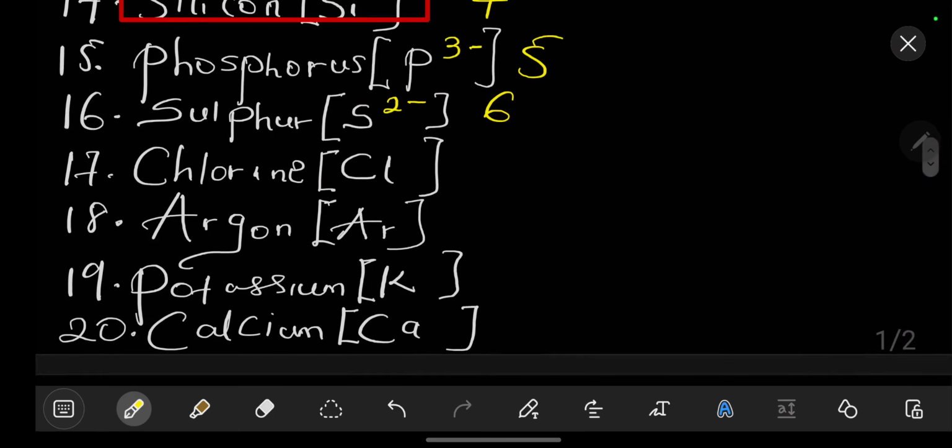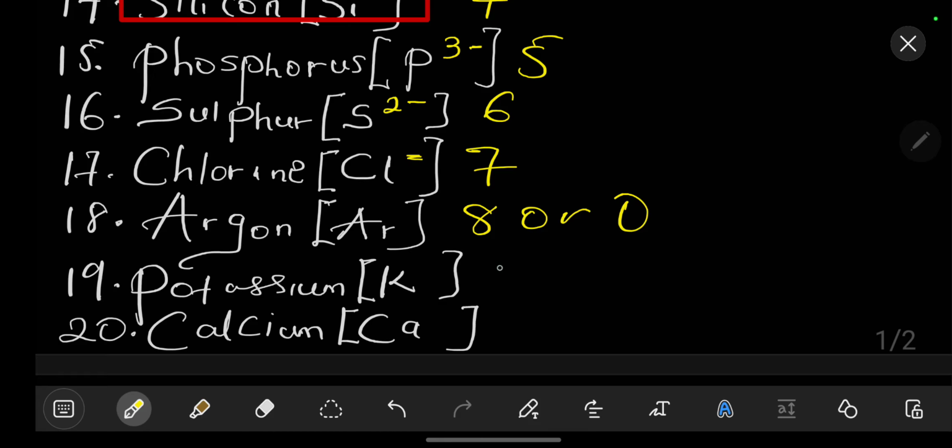Then chlorine belongs to group 7. Alright, you know about that. And group 7 elements carry a minus 1 charge. So you write minus like that, you don't have to put minus and 1. And argon is a noble gas. It belongs to group 8 or 0, and these elements are known to carry no charge. So argon possesses no charge practically.